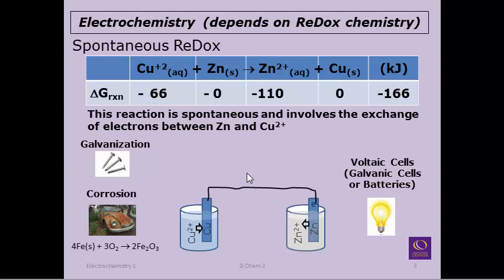That basically you have a redox reaction that you've separated into the two half reactions and connected by a wire, and you're able to harvest the free energy off that circuit. So all three of these categories refer to applications we've made with spontaneous redox reactions.